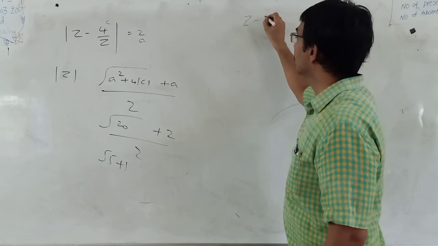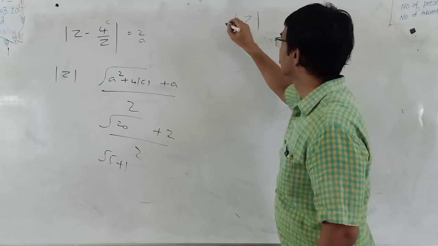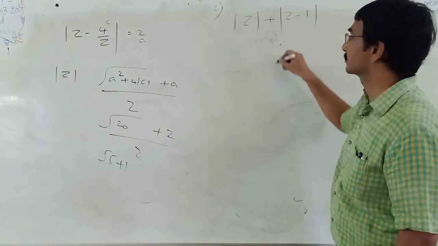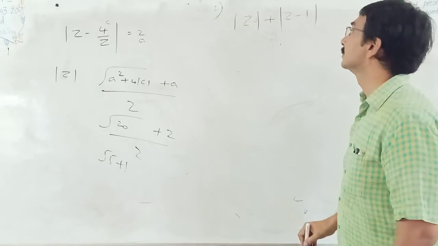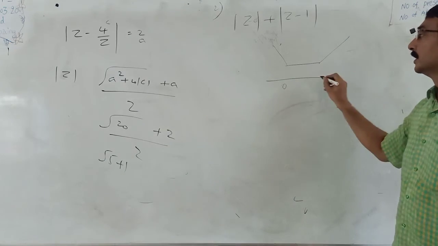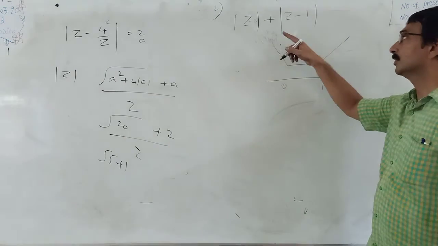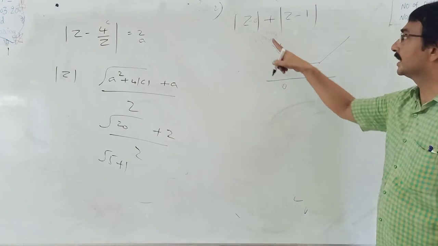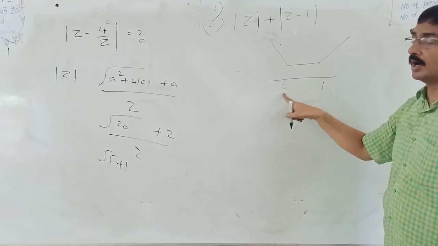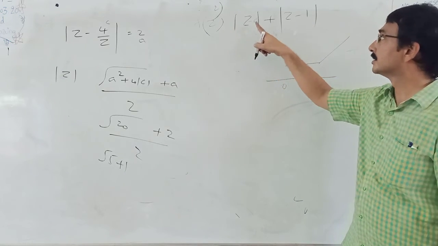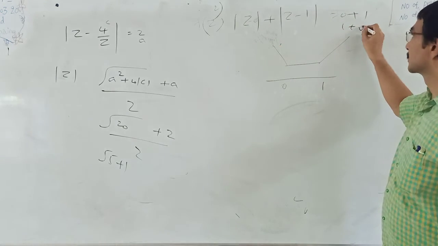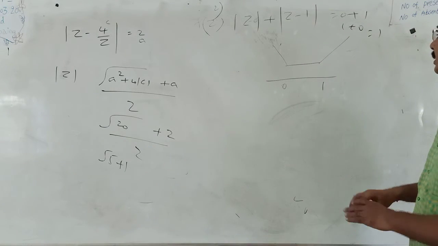Find the minimum value of the second problem. See the notes. Find the minimum value of mod z plus modulus of z minus 1. z means z minus 0. So there are two terms. Therefore, this one has its minimum value at 0 or 1. So when z is 0, if this is f of z, the minimum value is f of 0 or f of 1. f of 0 is 0 plus 1, f of 1 is 1 plus 0. So both are equal to 1. Therefore, the minimum value of that one is 1.